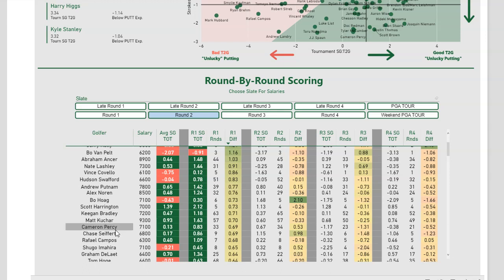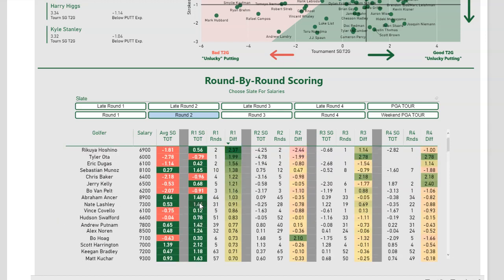Or Matt Kuchar. Matt Kuchar is always a guy who gets off to a really good start for whatever reason. In 56 or 57 round ones, he is also gaining like three-quarters of a stroke more than he normally does. So you can see the sample sizes, some of them very small, two rounds, one round. Find guys with good sample sizes, and there really is something to getting out early, playing in round one.